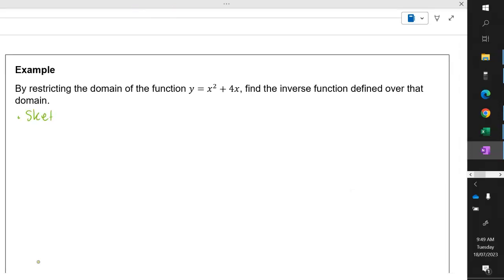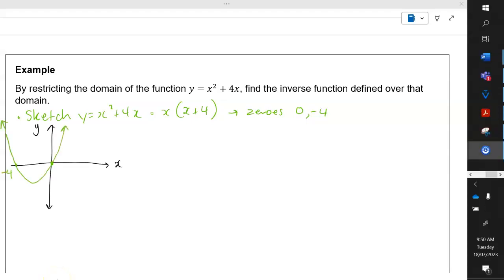So let's sketch y equals x squared plus 4x. And we can factorise out the x, and we get x plus 4. So we know we're going to have zeros at 0 and minus 4. So let's quickly sketch that. Now, there's our parabola, cutting at 0 and minus 4. Now, if we were to do a horizontal line test, we can see that there isn't a unique value for each y value. So in that case, the inverse is not going to be a function.